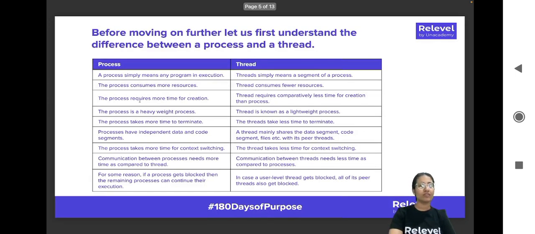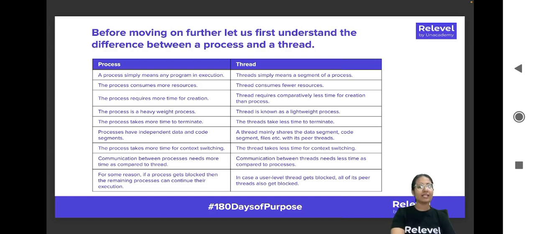Next, we will concretize all the points of difference between a process and a thread and take a quick recap. So a process simply means any program which is currently executed. Whereas thread simply means a segment or a part of a process. It's not the entire process. Thread basically takes care of a particular task or a particular segment of a process.